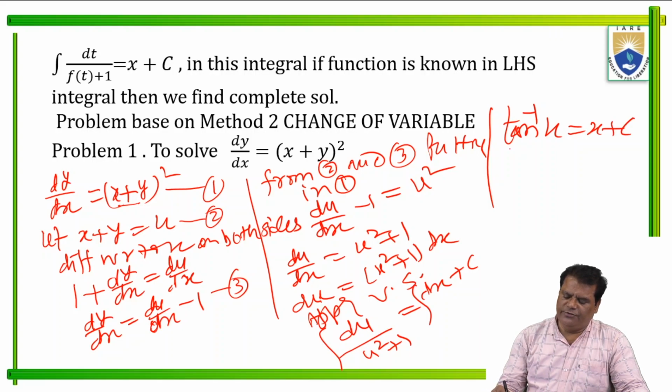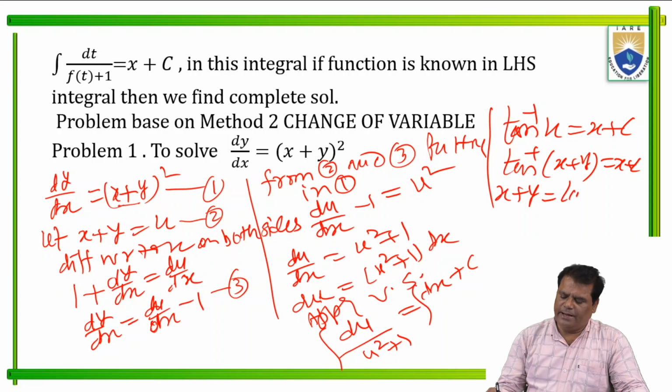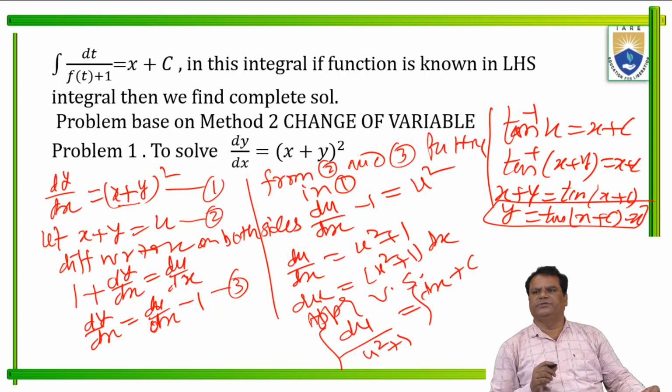Putting the value of u, tan inverse of x plus y equals x plus c. Taking tan on both sides, x plus y equals tan of x plus c. So y is equal to tan of x plus c, minus x. This is the complete solution.